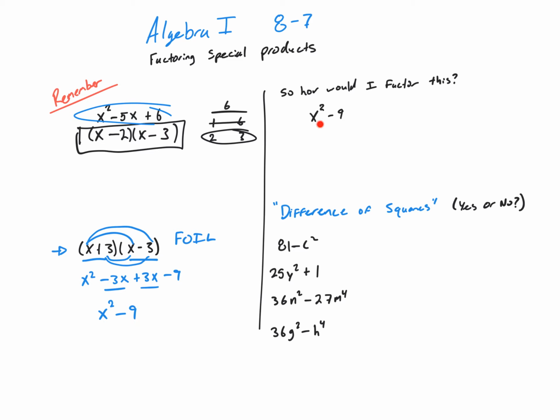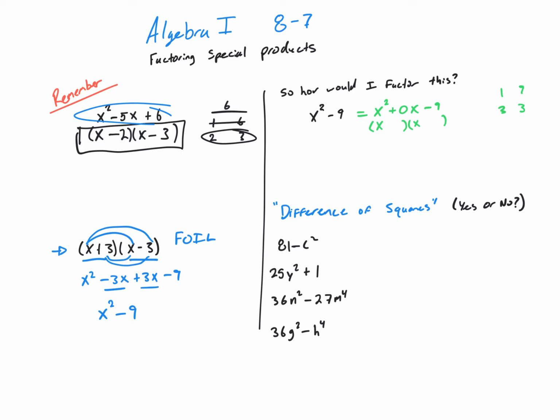So what if we want to go the other way? Well, one way to look at this would just be to think of this like this, saying x squared plus 0x minus 9. So then we could still apply that same rule that we did earlier. That has a coefficient of 1, so it's going to be x and x. And I need to find factors of 9, which is 1 and 9 and 3 and 3.